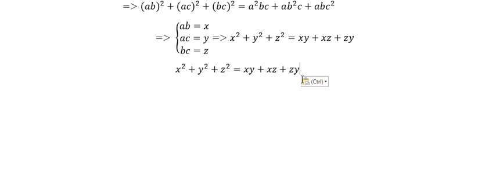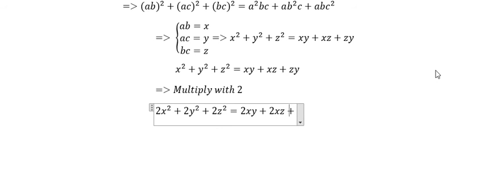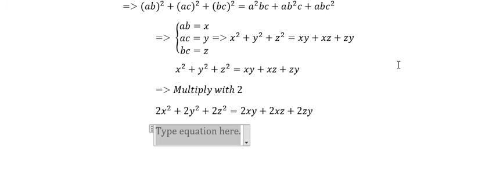We multiply both sides by the number 2. And we have 2x power 2, 2y power 2, and 2z power 2. On the right we have 2xy, 2xz, and 2zy. Now we will put 2xy, 2xz, 2zy on the left, and we arrange like this.